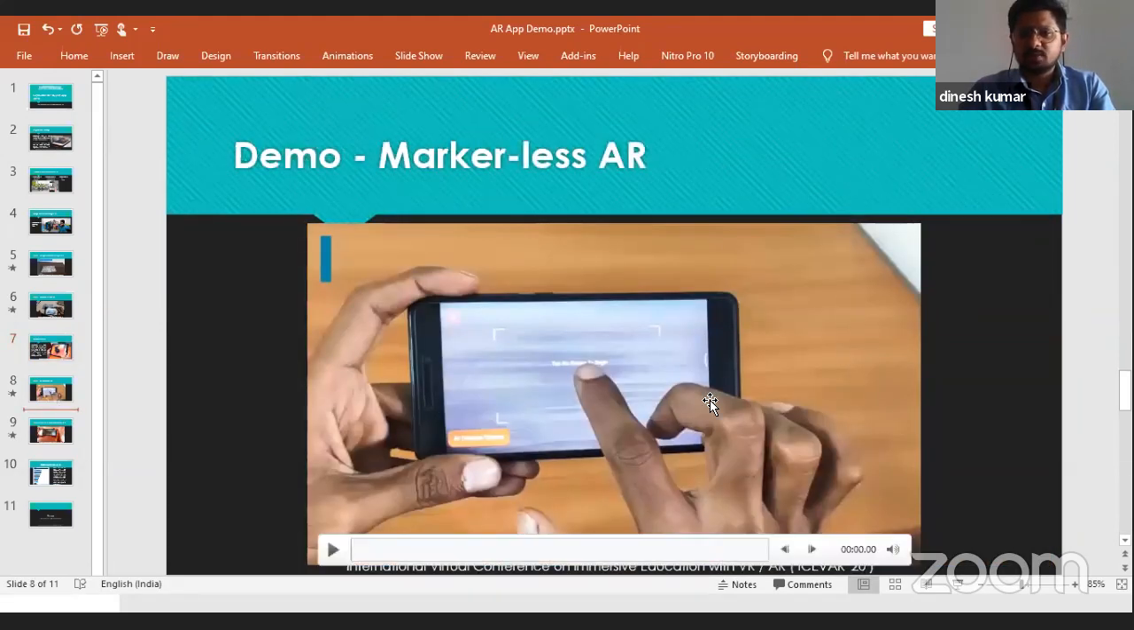There is a demo that we have done using this markerless augmented reality, and we mostly use this in our regular classrooms to teach students anatomy, for our animation and media students.